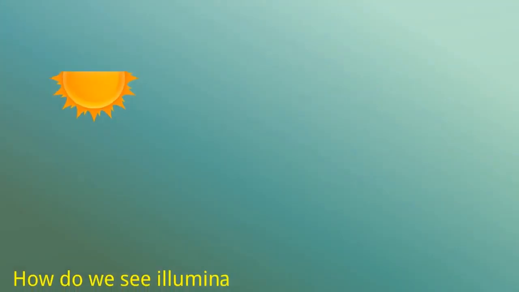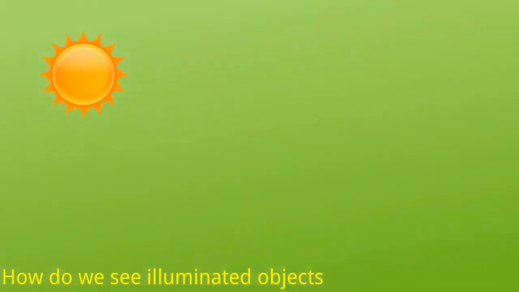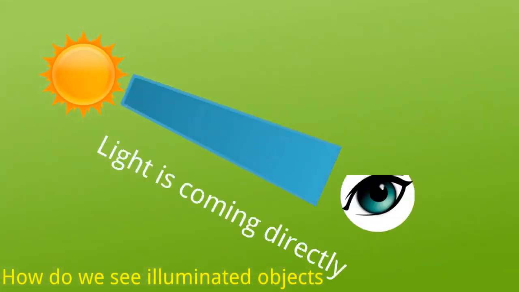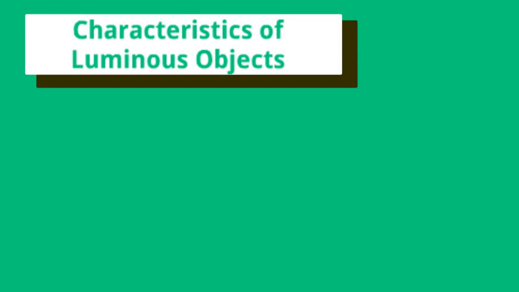Now how do we see luminous objects? Very simple. Light comes from luminous objects to our eyes directly. So we see. But don't look at the sun with bare eyes. You can get hurt. And the same way with bulbs. Light comes from the bulb directly when we see the bulb, and torch light, everything is the same. Now the characteristics of luminous objects.